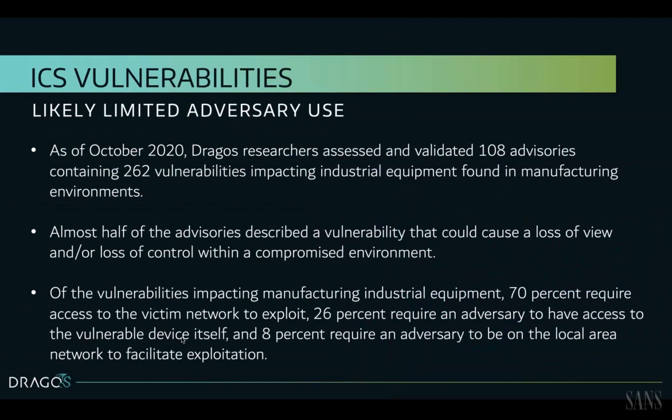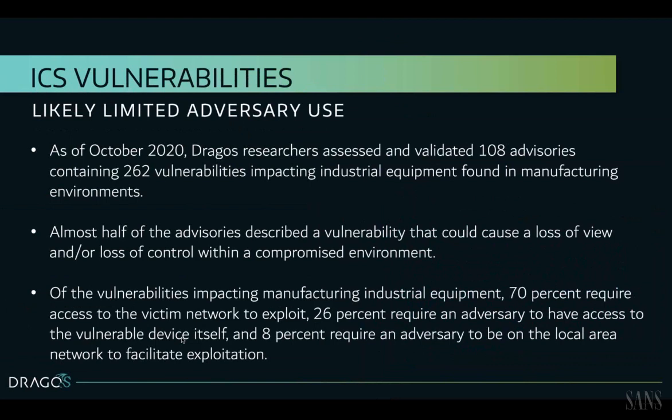Moving on to ICS-specific vulnerabilities. What my team does is identify vulnerabilities in ICS equipment, and we're also assessing and oftentimes correcting vulnerabilities that are published by third-party sources, whether that be ICS-CERT, the vendors themselves, or certainly independent researchers. As of October 2020, we've assessed and validated 108 advisories containing 262 vulnerabilities impacting industrial equipment found in manufacturing environments. So that seems like a lot of vulnerabilities, right? And of these, almost half of the advisories described a vulnerability that could cause a loss of view or a loss of control within a compromised environment.